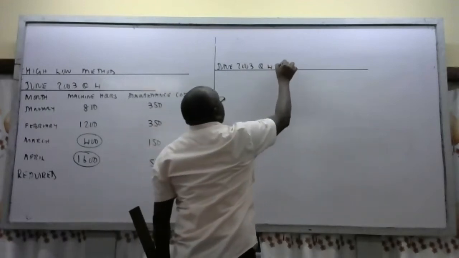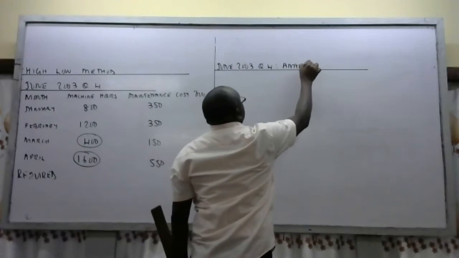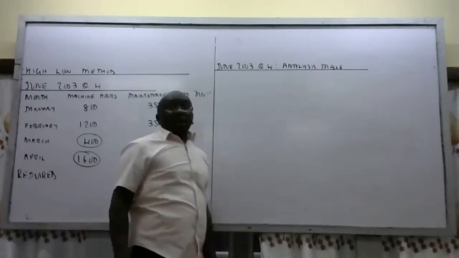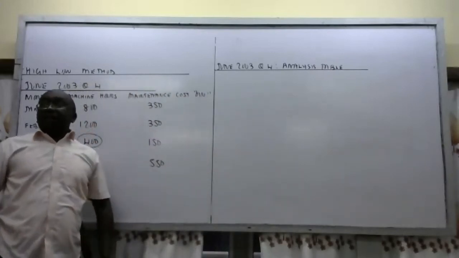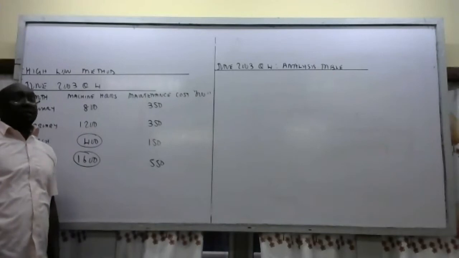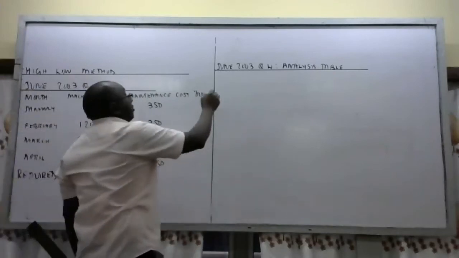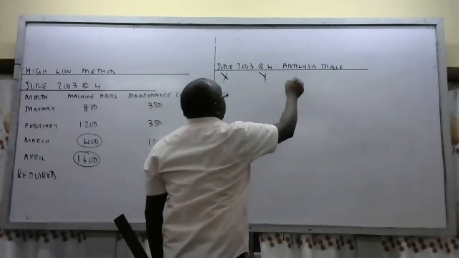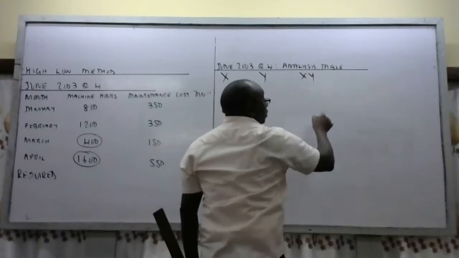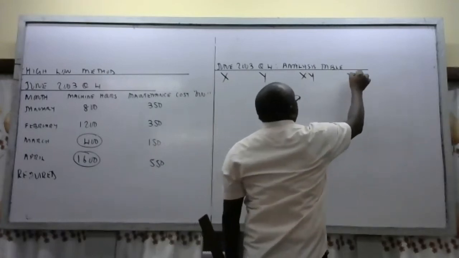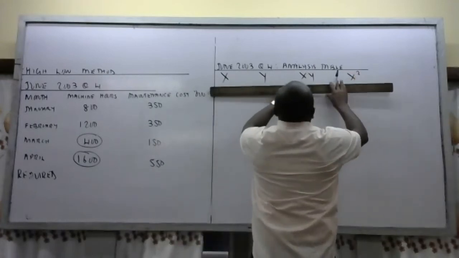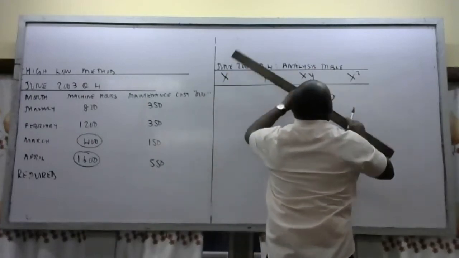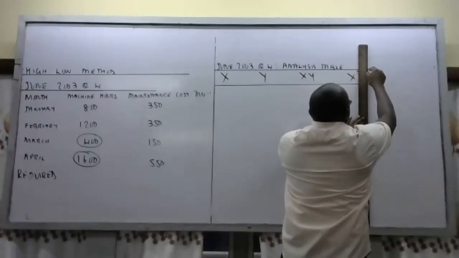So what we are preparing now is called the analysis table. Now the analysis table, as far as simple regression is concerned, usually has 4 columns. It has a column of X, a column of Y, a column of X multiplied by Y, and a column of X squared. So we normally have those 4 columns.